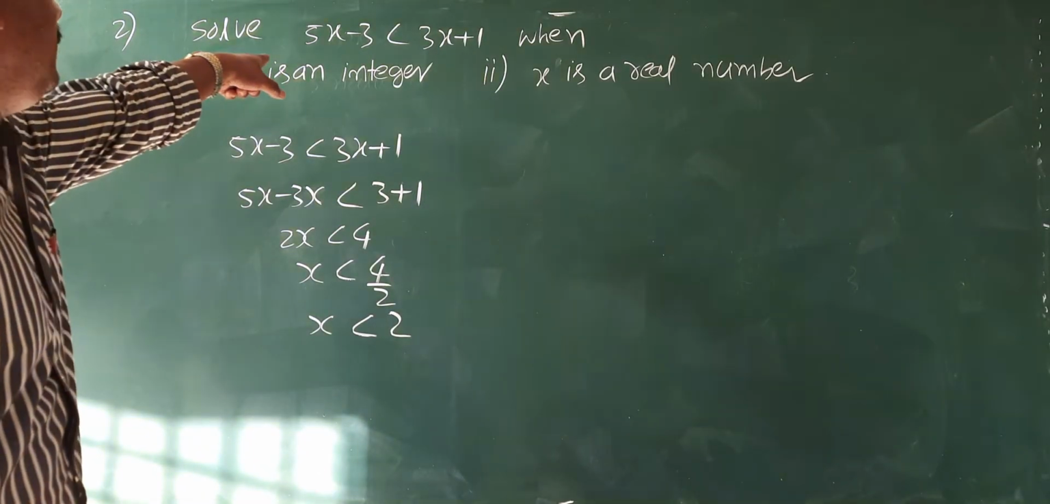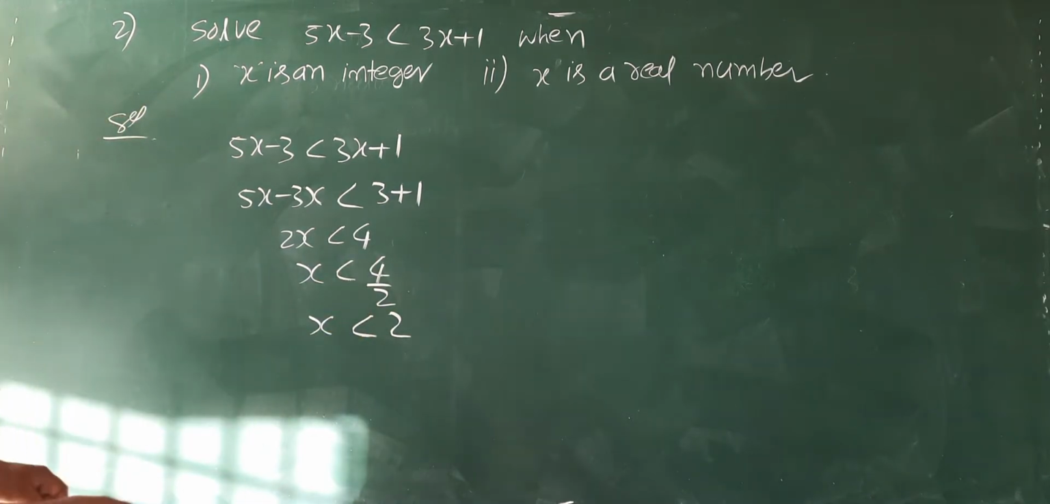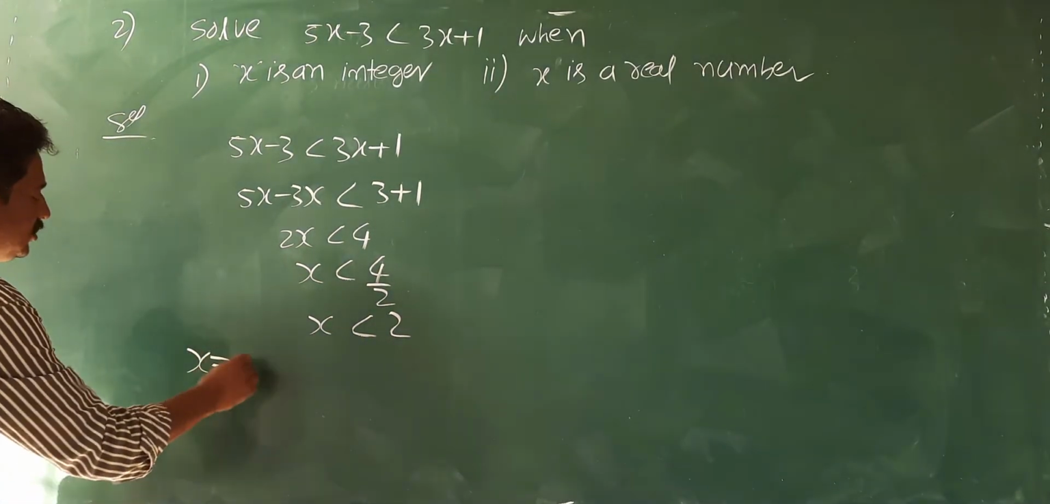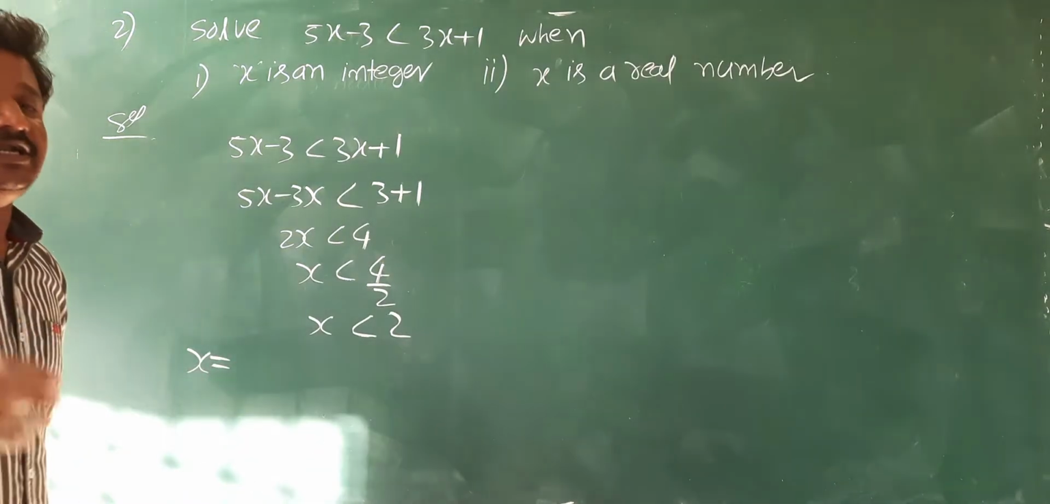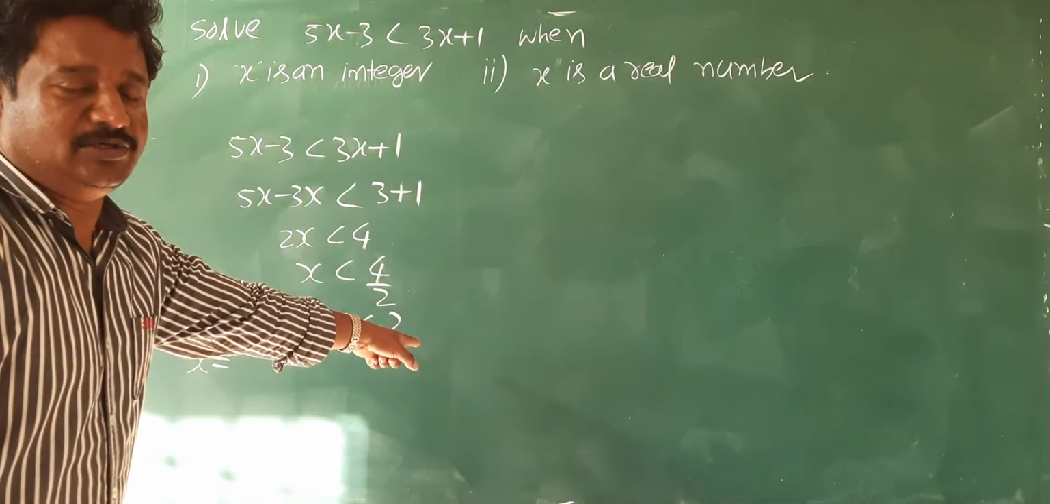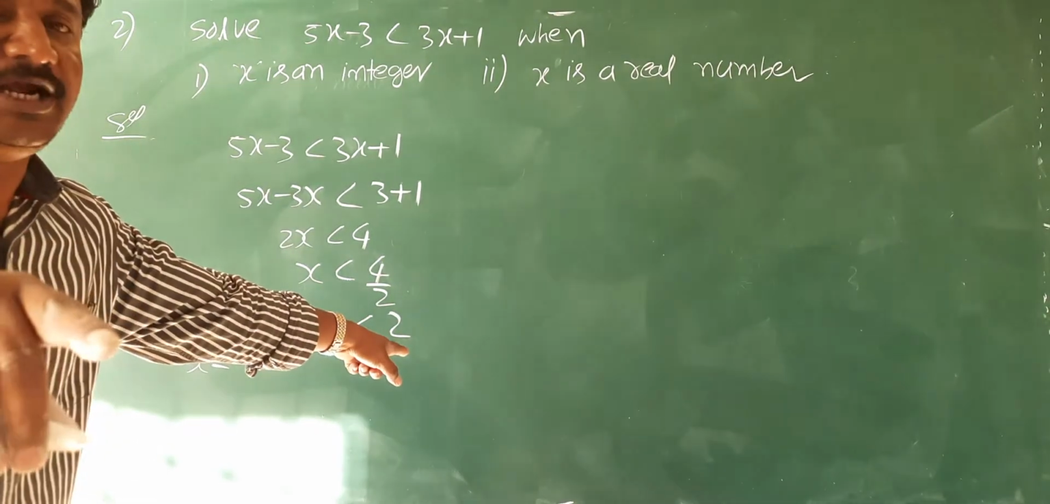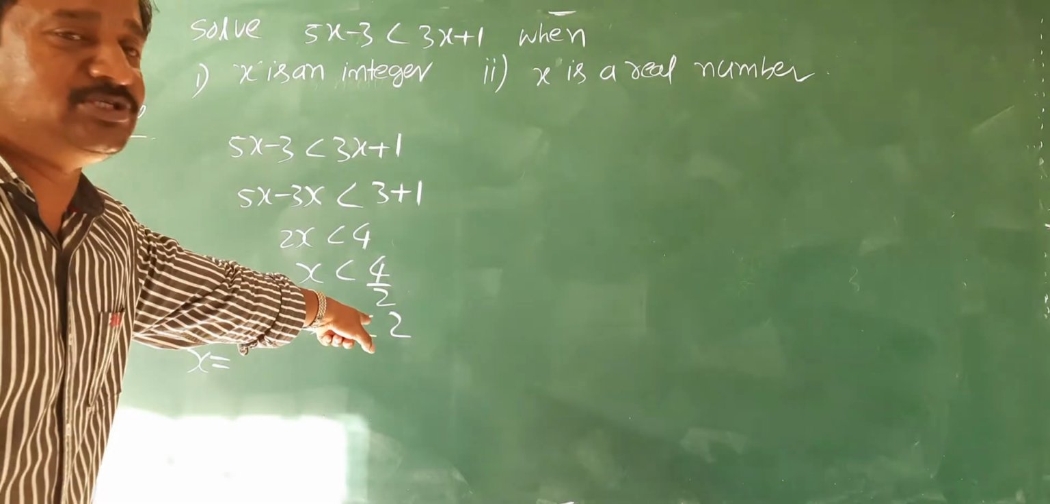So now let us solve the first question. So tell me integers which make this inequality true. First one. So x is less than 2. Integers less than 2. Strictly less than 2. Can that 2 be considered? Can we take 2 also?